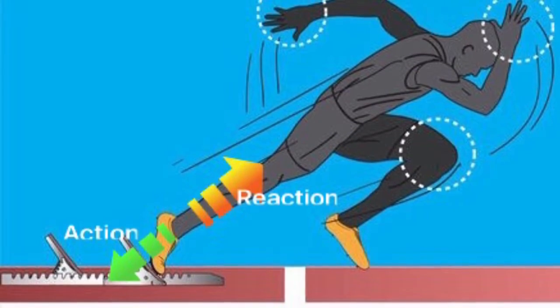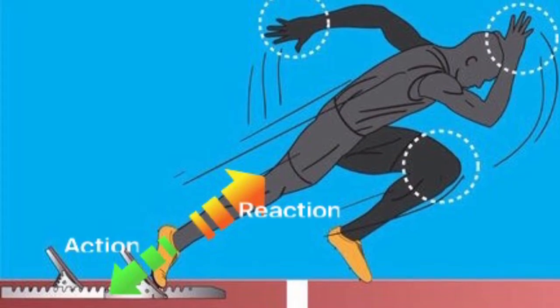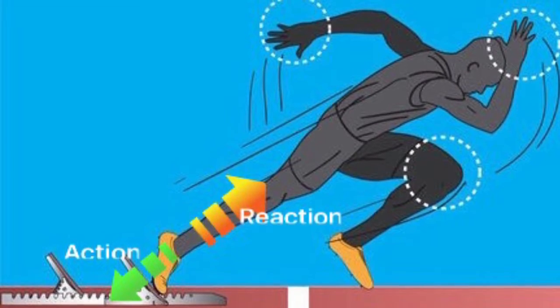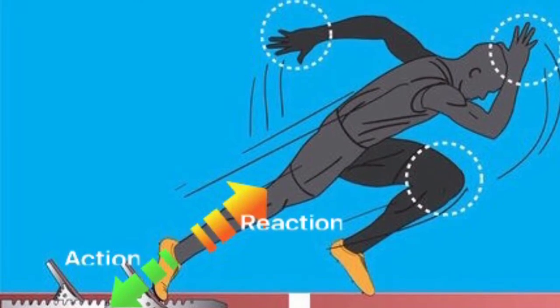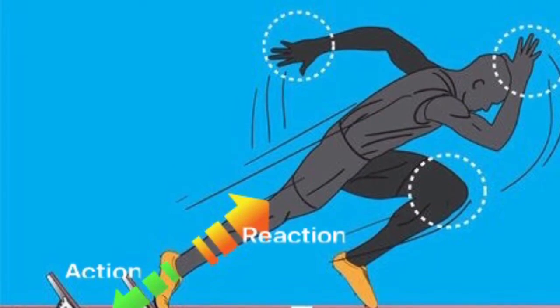The third law states that to every action there is an equal and opposite reaction. This theory relates to running because the runner exerts a force against the ground. This creates an equal and opposite reaction force which moves the body over the ground.